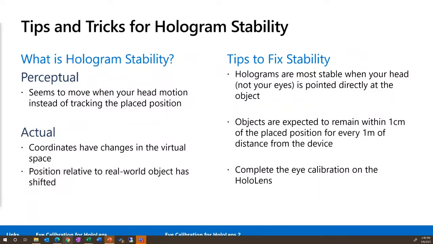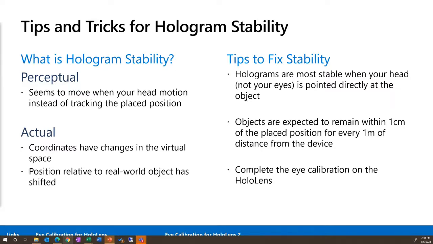So hologram stability is referring to how well a placed hologram stays where you placed it, be this perceptual or actual. Perceptual instability could refer to a hologram that seems to move with your head motion instead of tracking the placed position in space. And actual instability could refer to a hologram whose coordinates have changed in a virtual space or whose position relative to a real-world object has shifted regardless of user input or head tracking.